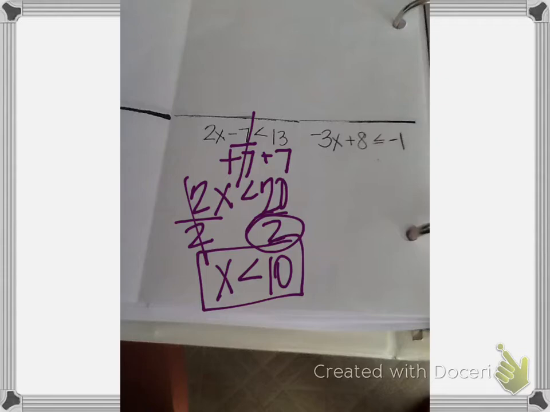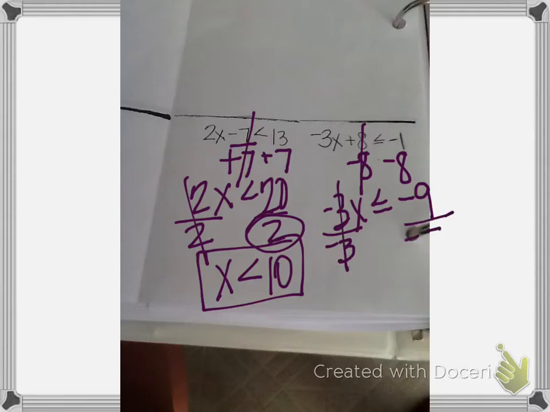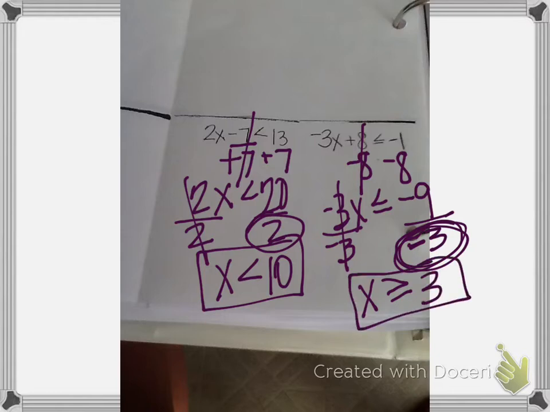On our second example, again, we add or subtract first. The opposite of plus 8 is minus 8. So negative 3x is less than or equal to negative 1, take away 8 more would be negative 9. Now I divide by negative 3. I divided by a negative, so I do have to flip my sign. Negative 9 divided by negative 3 leaves me with x is greater than or equal to 3.